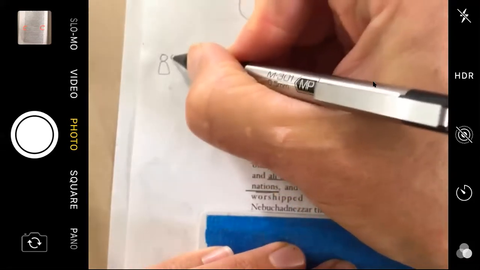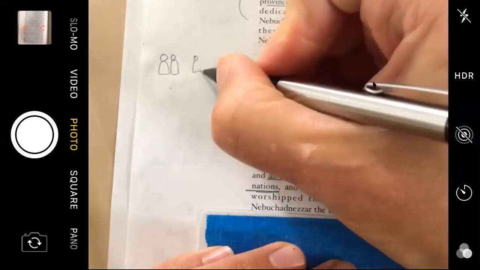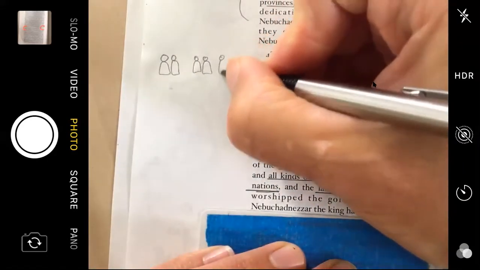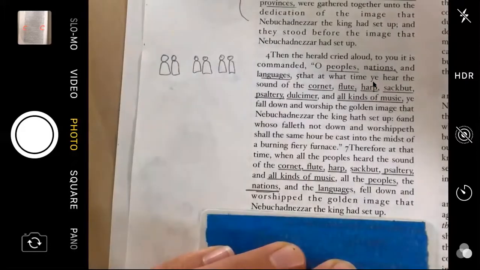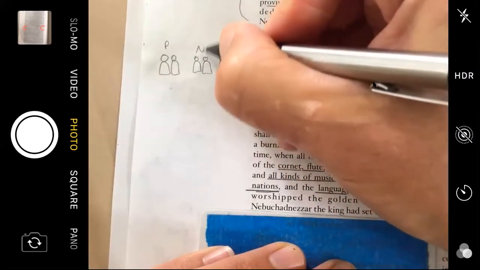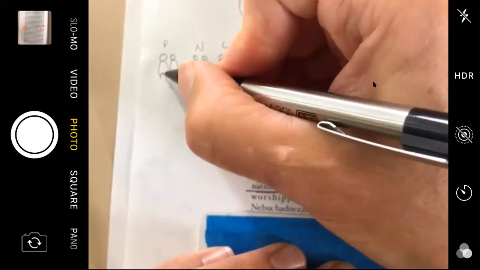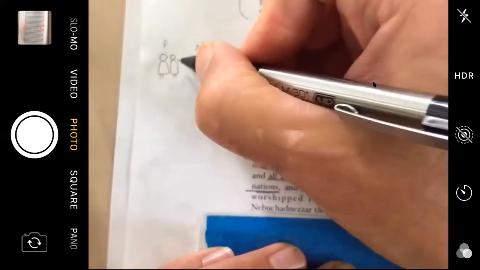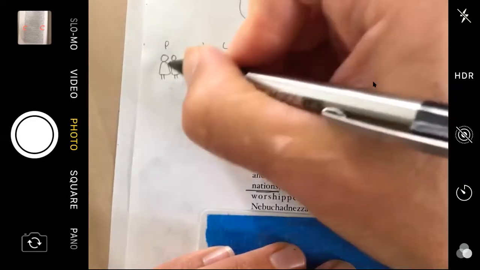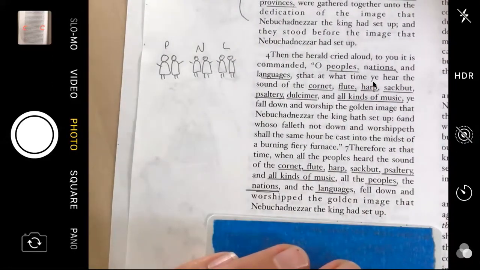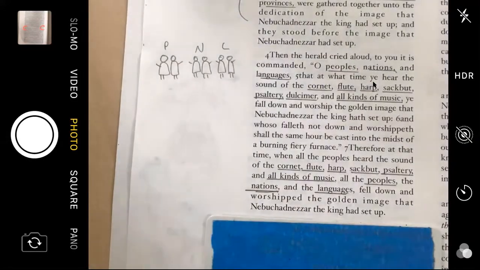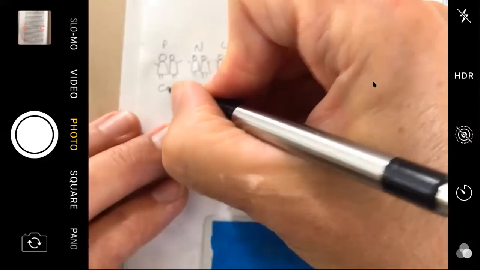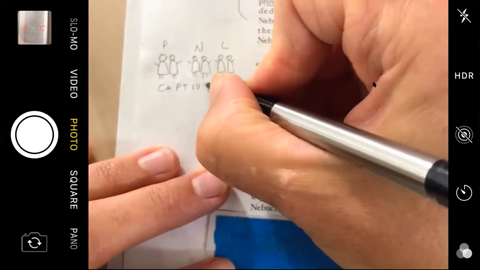Here's all the peoples. Here's all the nations. Here's all the languages. So, peoples, nations, and languages. Now, here's a question. Why would there be so many different peoples? Why would there be so many nations? Why would there be so many languages? Maybe he wanted to be so well known. He was well known. I think it was because the Babylonians had taken over so many countries. Yes. These were probably all captives.